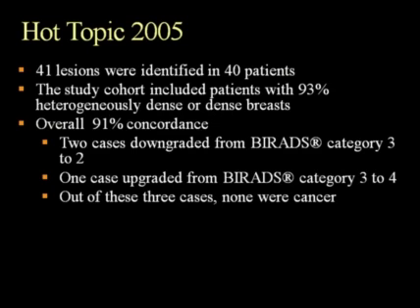The hot topic had 41 lesions in 40 patients, and the study cohort was predominantly heterogeneously dense or dense breasts, and that's the category where you really do need the ultrasound because those are the type of breast density where you may miss lesions on the mammogram. 93% of them were that type of breast tissue. There was a 91% concordance between handheld and automated breast ultrasound. 2 cases were downgraded from BI-RADS category 3 to 2. 1 case was upgraded from a BI-RADS 3 to 4. None of these 3 cases that were upgraded or downgraded were cancerous.